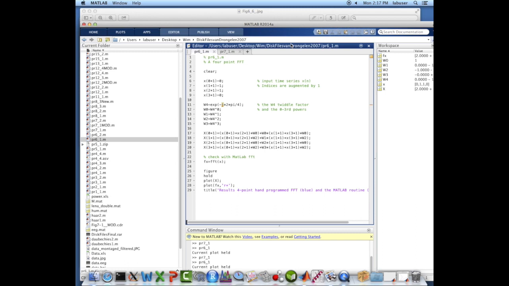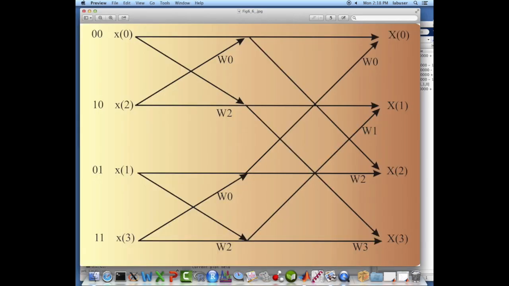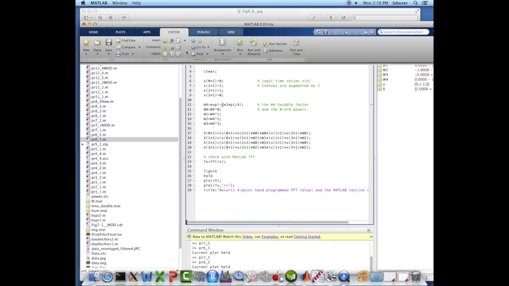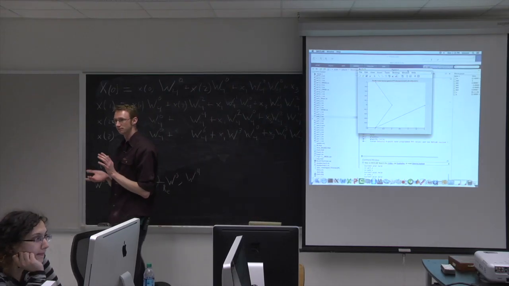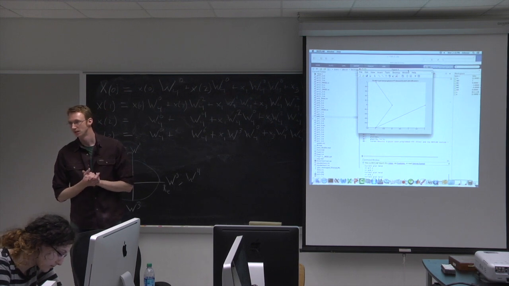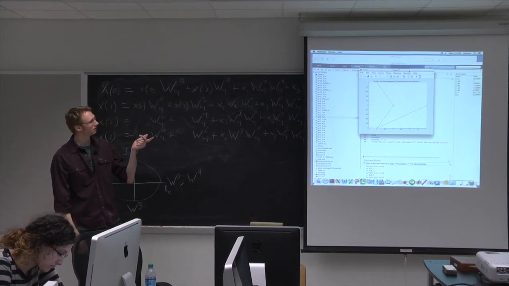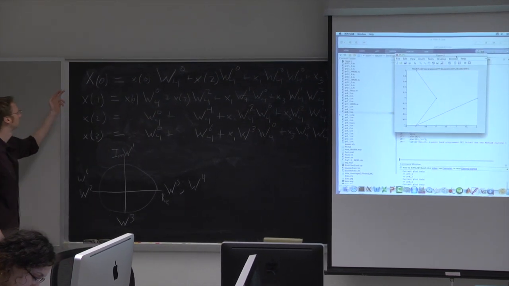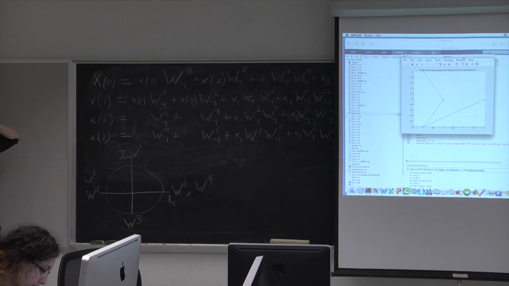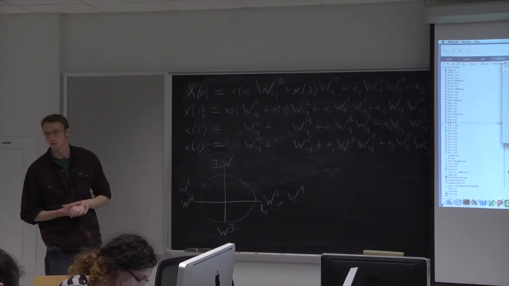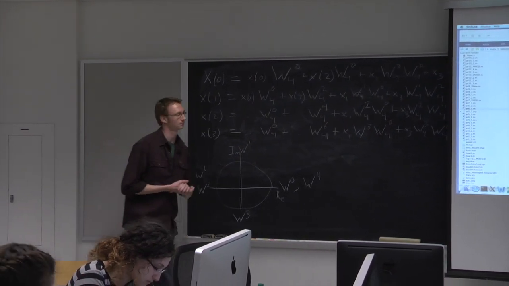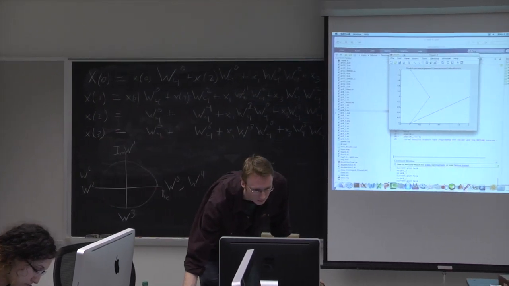So what is this graph showing? Oh, I'm sorry, program 6.1. So the axes here are the complex plane. Each of the points you see here are the capital X's: X0, X1, X2, X3. And they're on a plane because they're complex numbers.